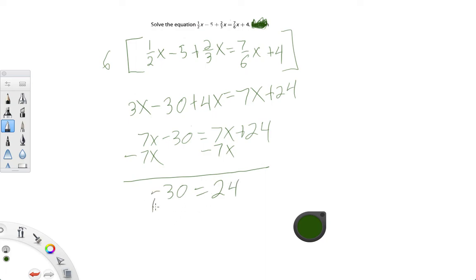Or I could add 30 to both sides, right? And then I have 0 equals 54. Still doesn't make sense. And that's because there's no solution.